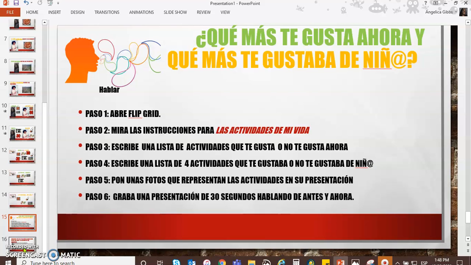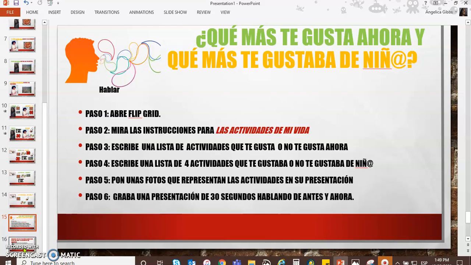Paso número tres, escribe una lista de actividades que te gusta o no te gusta. Una lista de 4 actividades que te gusta o no te gusta ahora. That should be included there in paso 3. Paso 4, escribe una lista de 4 actividades que te gustaba o no te gustaba de niño o niña.